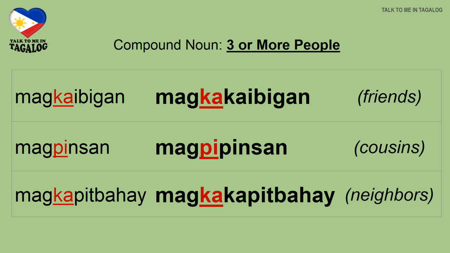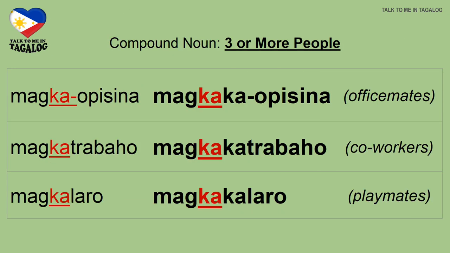Magkapitbahay, meaning neighbors. Magkakapitbahay, three or more neighbors. Magkaopisina, kaopisina means office mate. Magkaopisina is two persons who are office mates. Magkakaopisina, a group of office mates.